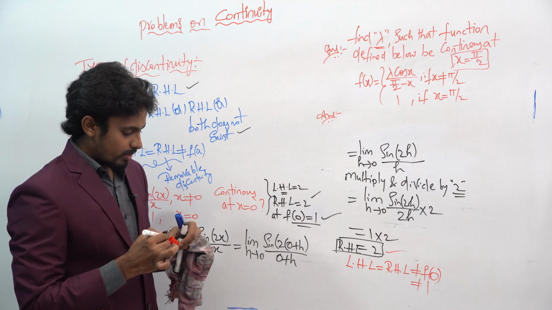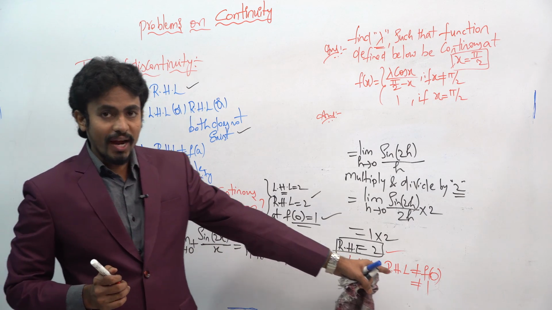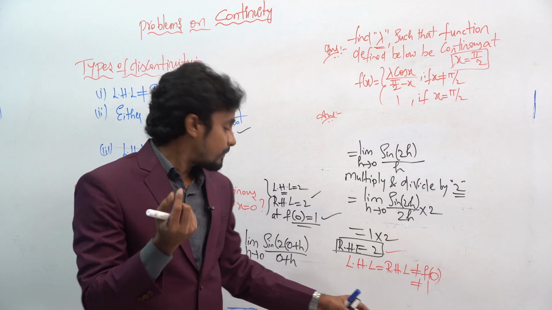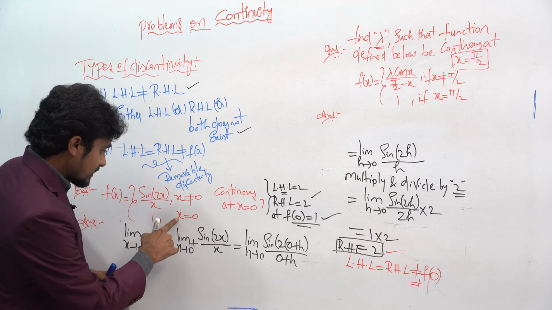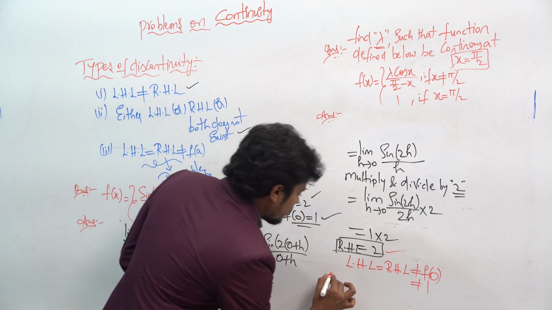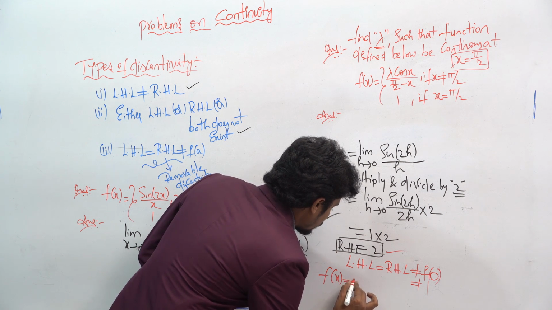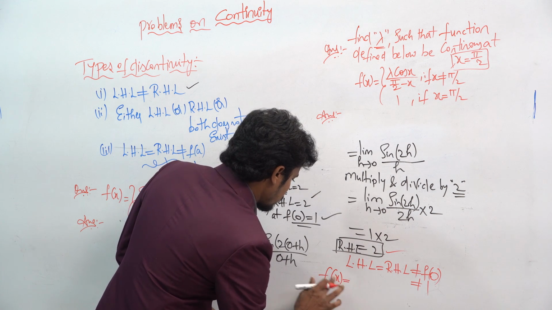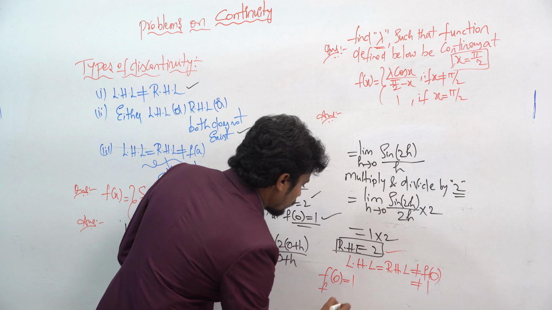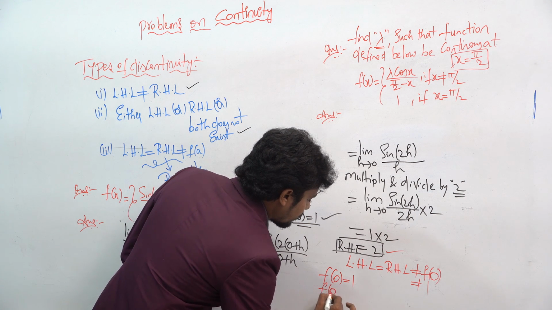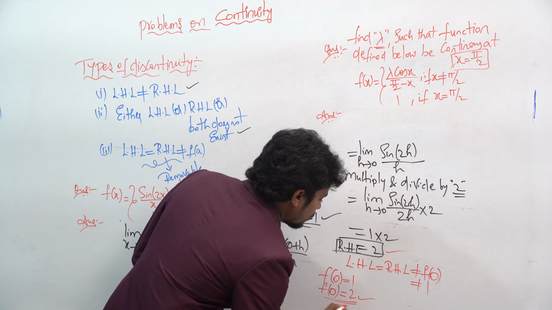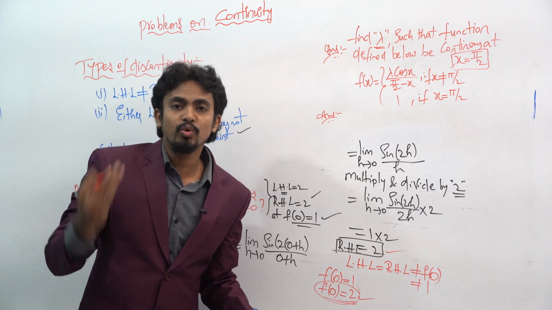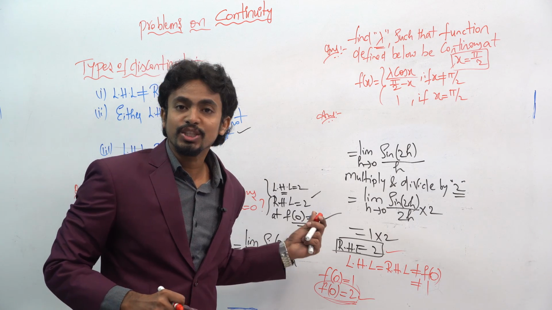So if you want to remove this type of discontinuity, what do you have to replace? You have to replace the f of x with 2. So here at x equal to 0, f of 0 is equal to 1, right? If you put f of 0 equal to 2, that means replacing 1 with 2, that discontinuity is removed, then our function is said to be continuous.